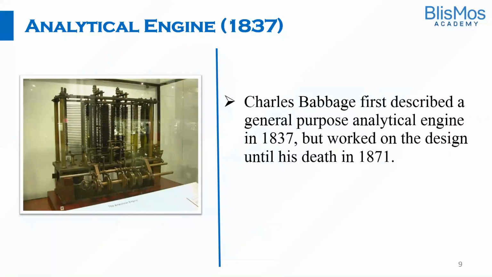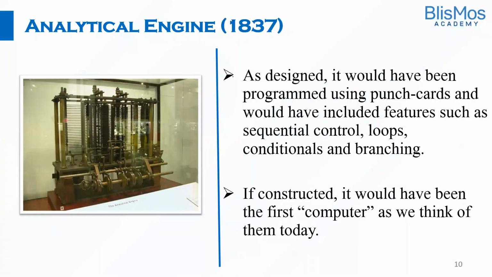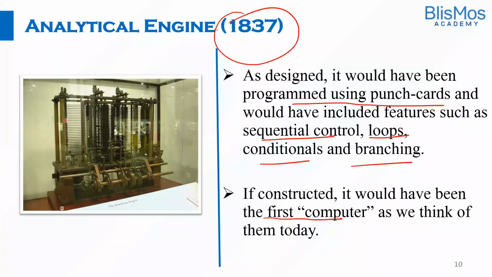Then Charles Babbage also worked on a general purpose analytical engine. He conceptualized the design and went on working on it until his death, somewhere in 1871. If the analytical engine design had been completed, this would have been the first computer as we think of them today. It would have been programmed using punch cards, and included features like sequential control, loops, conditionals, and branching. Isn't it awesome? Somebody thinking about control, loops, conditions, and branching in 1837. Imagine how high he was.